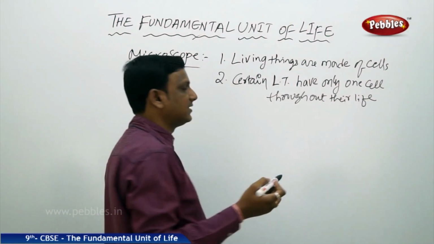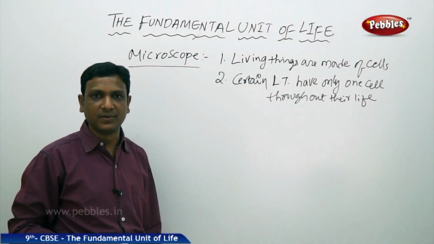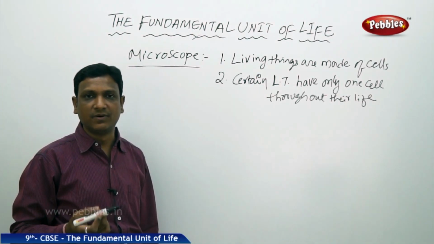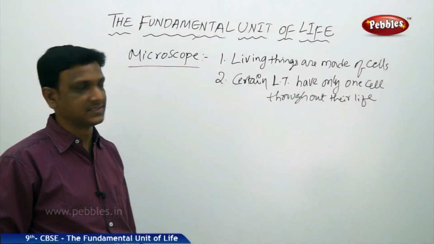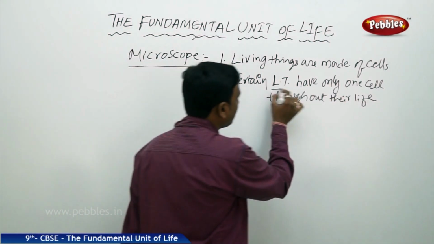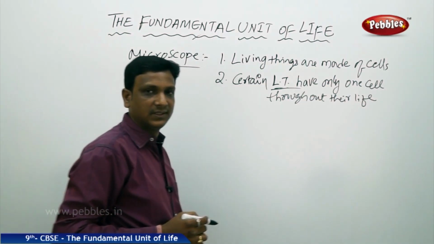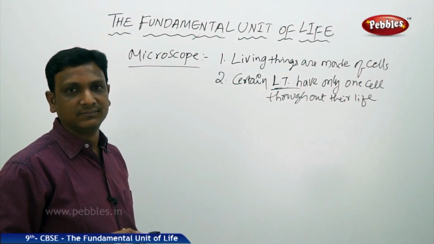So the first thing is living things are made up of cells. Every living thing is made up of cells. Certain living things may be made up of thousands and lakhs of cells, certain ones millions of cells, certain ones trillions of cells. But certain living things have only one cell. The organism itself is one cell.